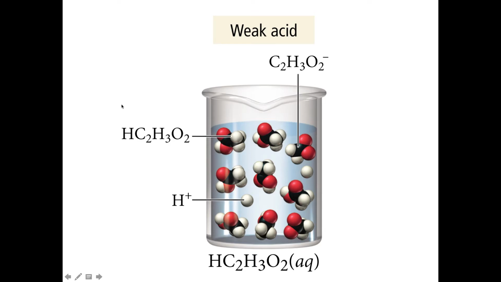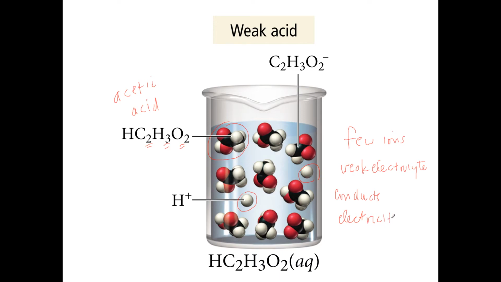Now, a weak acid: acetic acid, C2H3O2. We've already seen this in class. This is acetic acid, vinegar, and you see most of these molecules are intact, but a few of them will lose their H plus ions, so we'll have few ions. So we have a weak electrolyte. In other words, it conducts electricity weakly, to a not strong degree.